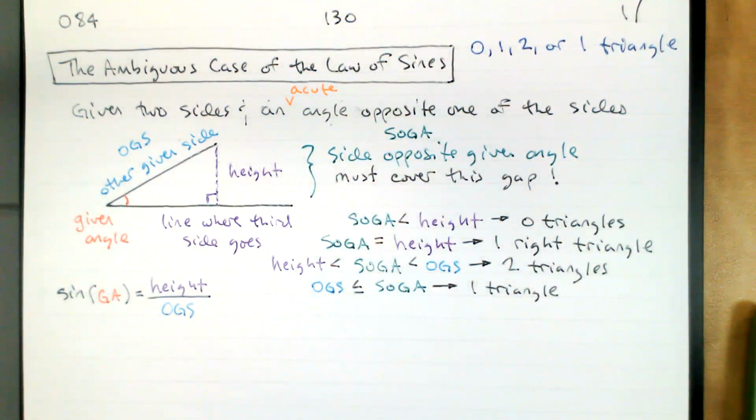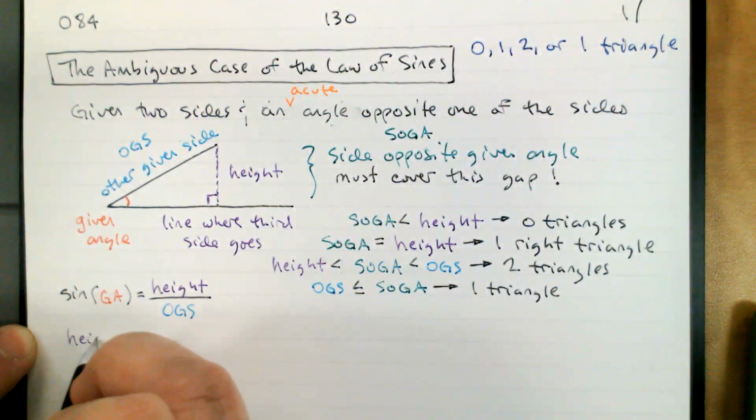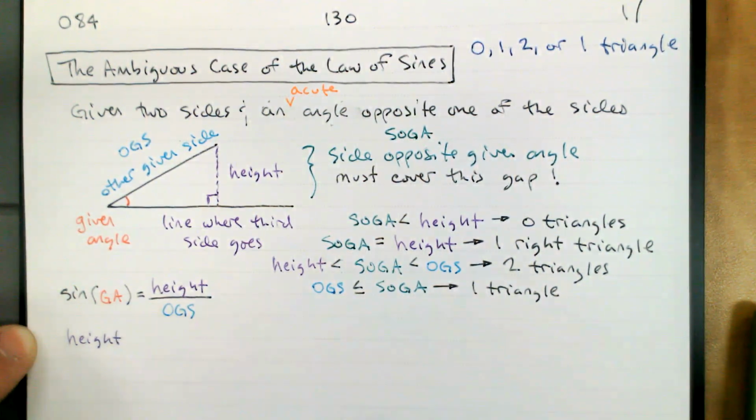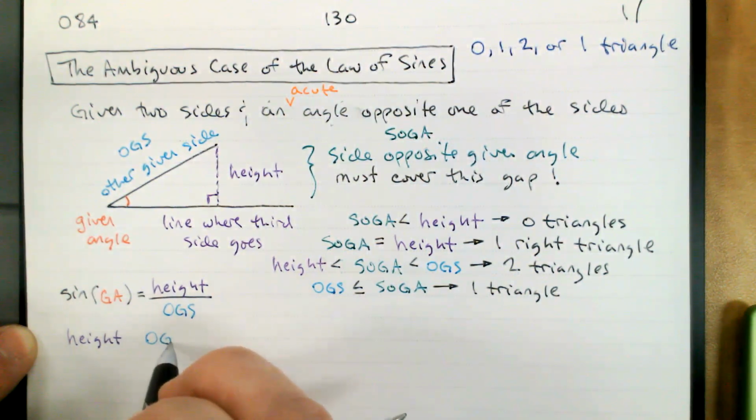So one thing that we can do when we're solving an oblique triangle in the ambiguous case of the law of sines, we can calculate the height first and then decide what case we're in. So the height is the other given side times the sine of the given angle.